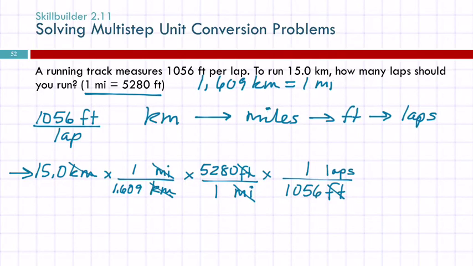Now, to do the calculation, I recommend starting at the left, just like you would read, and go across and multiply by the top, divide by the bottom. Multiply by the top, divide by the bottom. Multiply by the top, divide by the bottom. You can skip the ones if you want, but that bothers some people. So 15 times 1 divided by 1.609 times 5,280 divided by 1 times 1 divided by 1,056.